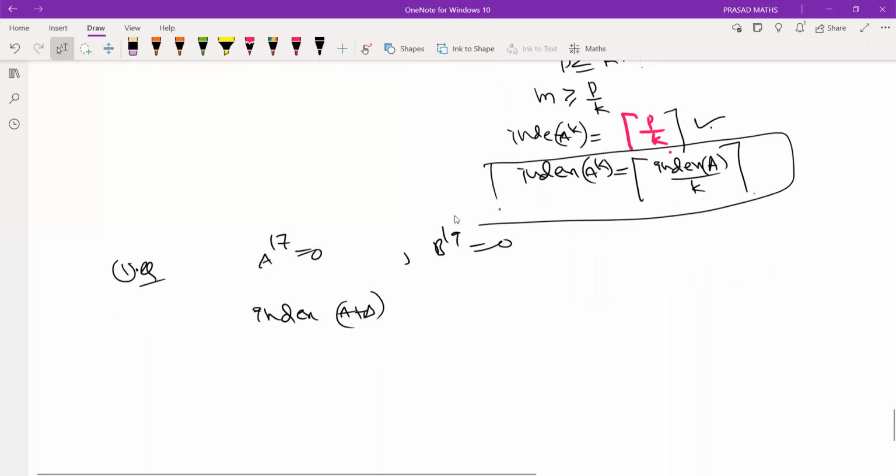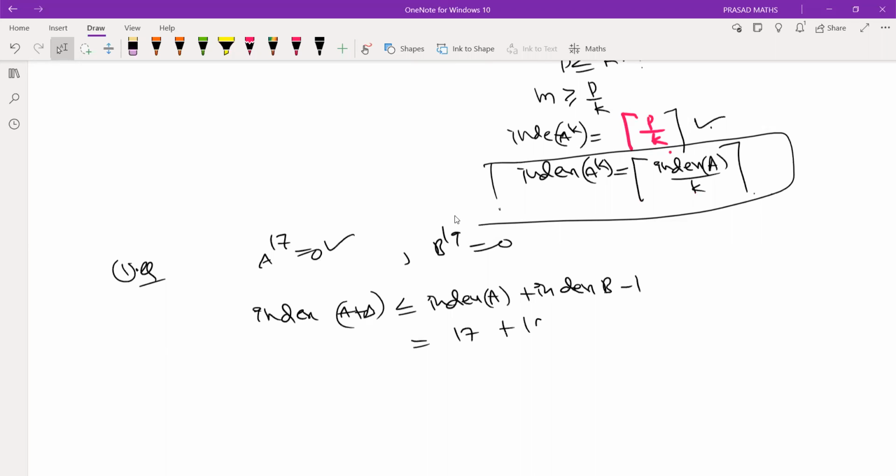I already told you, the index of A plus B is less than or equal to the index of A plus the index of B minus 1. So we can take 17 plus 19 minus 1, that is 36 minus 1, which is 35. Therefore, the index of A plus B is at most 35. That is the first problem.